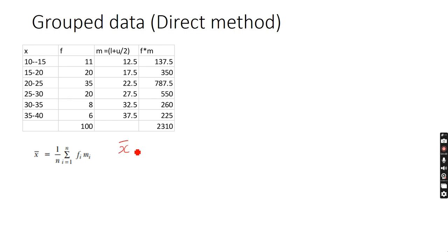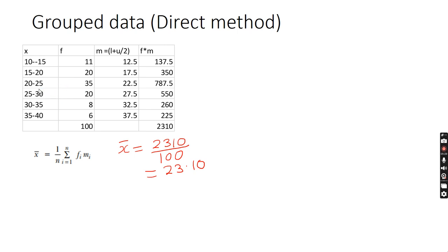So x bar is equal to summation fm, that is 2310 divided by n. Please remember that in terms of a table where you have frequency, n is equal to summation f, because we don't have only 6 students but we have 100 students. So if I divide 2310 by 100, my mean would be 23.10. So this is the direct method. You would have to first calculate the mid value of the class interval.